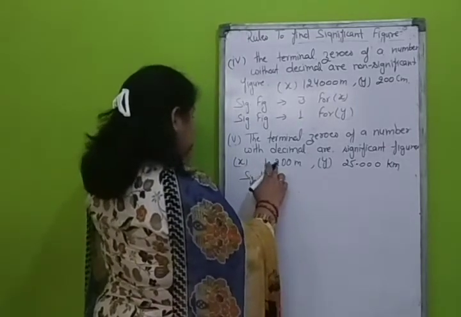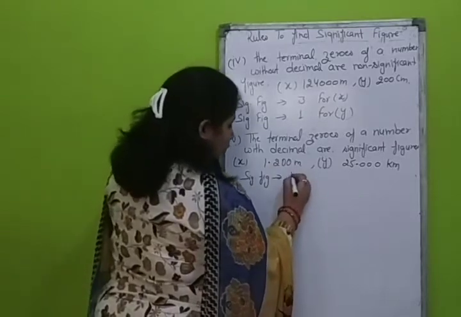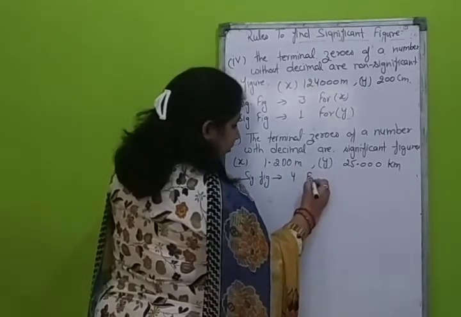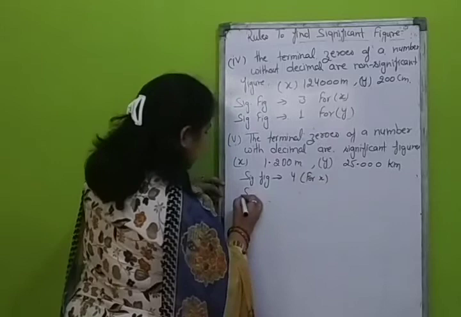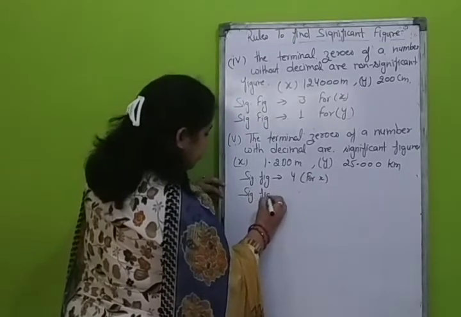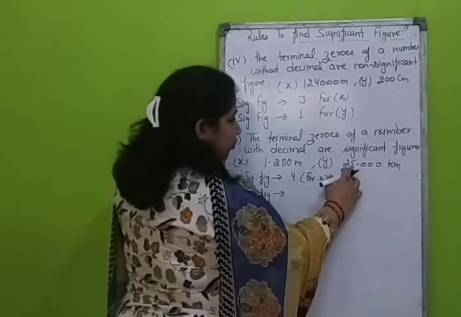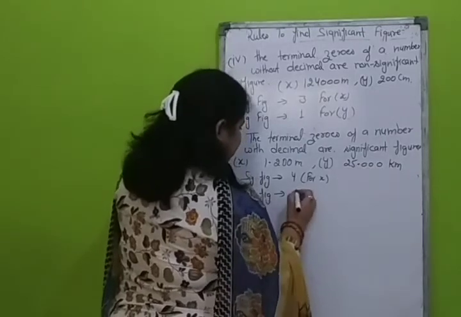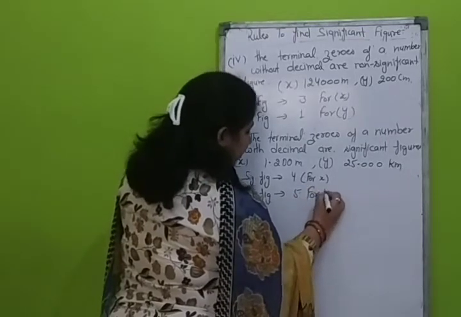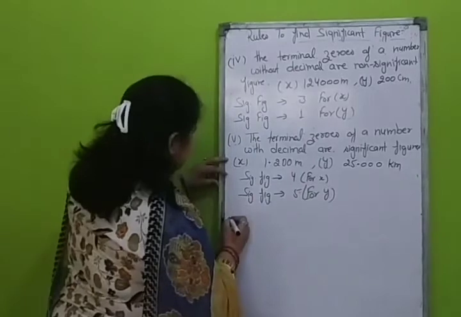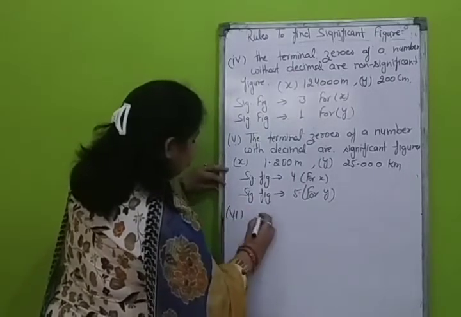Here we have 1, 2, 3, 4, so 4 for x, and significant figures 1, 2, 3, 4, 5, so 5 for y. Next and last, the 6th rule.